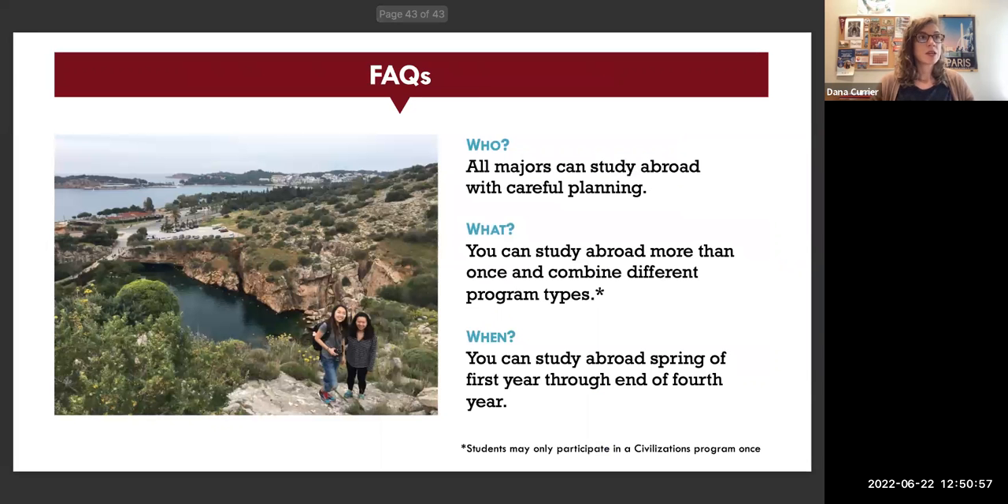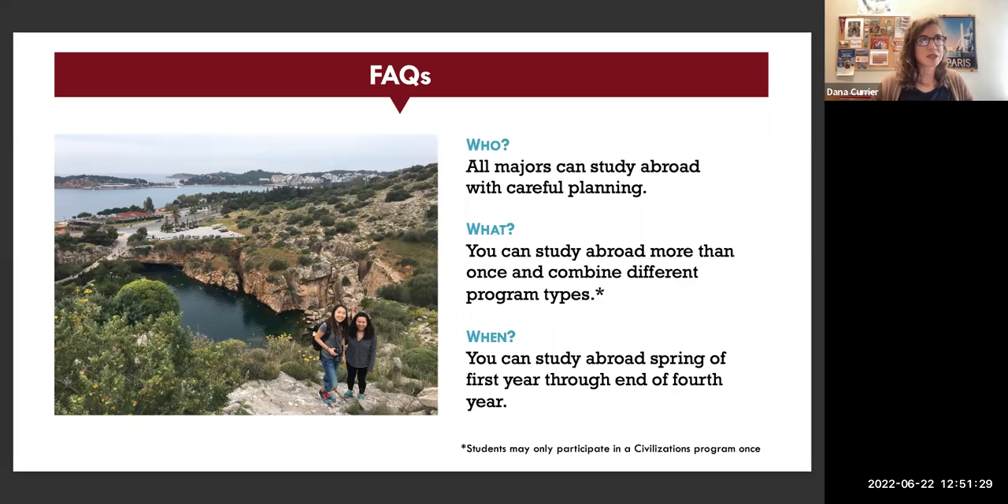We can go on. So finally, I just wanted to talk about a few frequently asked questions. Any student who's majoring in any department can study abroad. I know sometimes there's the perception out there that certain majors, if you're a science major or an econ major, you can't possibly study abroad, but that's not true. With careful planning, we've worked with students in every major to find a way to study abroad.